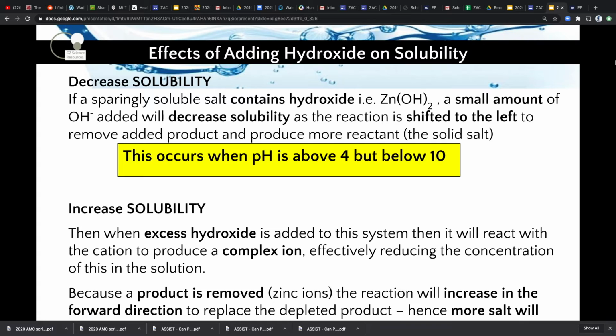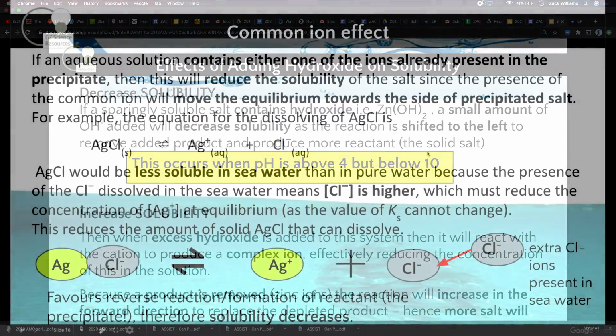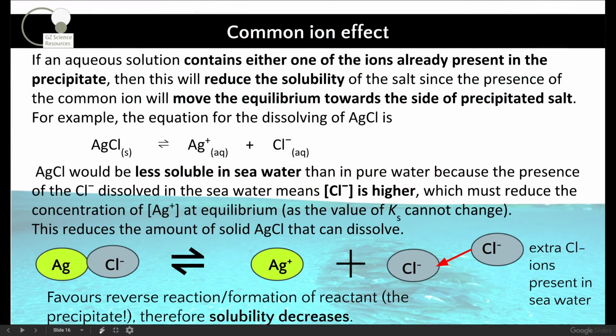Okay, so we're going to stop right there for now and actually apply this to some problems. Common ion effect is our next topic. In an aqueous solution, if that solution already contains either one of the ions present in a precipitate, maybe you're adding to it or that you're wanting to form, then that ion that's already present will reduce the solubility.